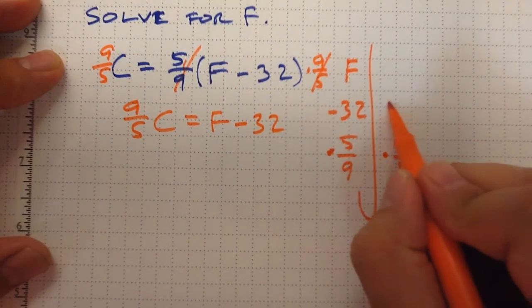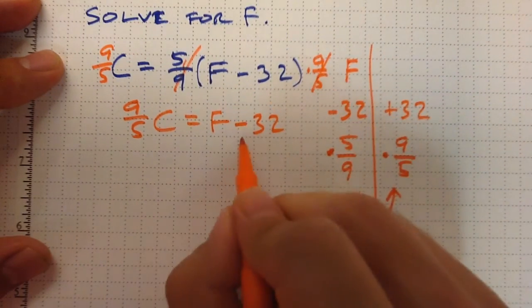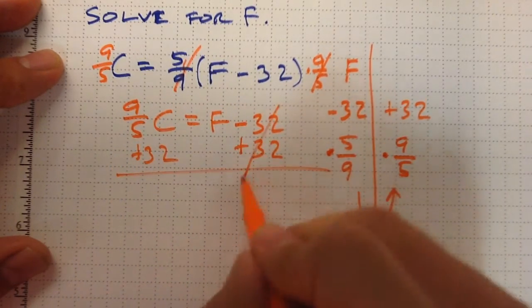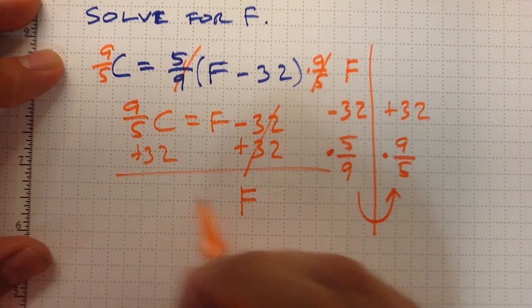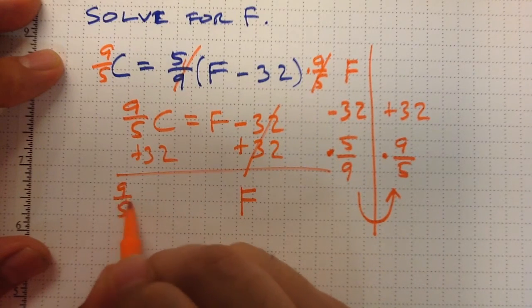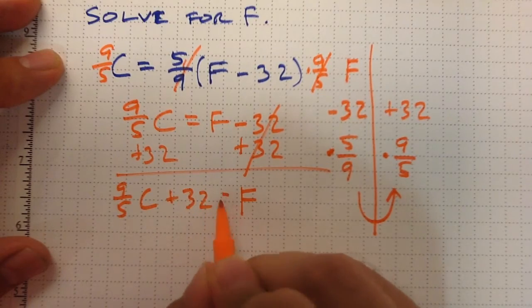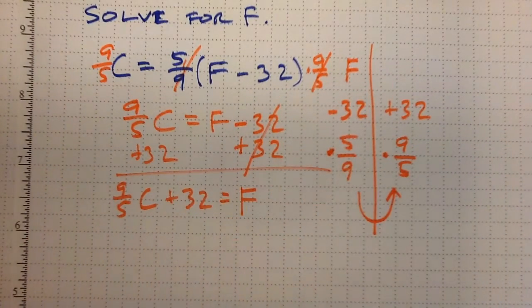And then instead of subtracting 32, I'm going to do the opposite, add 32. What I do to one side, I do to the other. These cancel. So Fahrenheit is 9/5 of whatever Celsius is plus 32 degrees. All right, so that's a little bit about solving formulas and equations and using that knowledge to rearrange them. All right, good luck with this work.